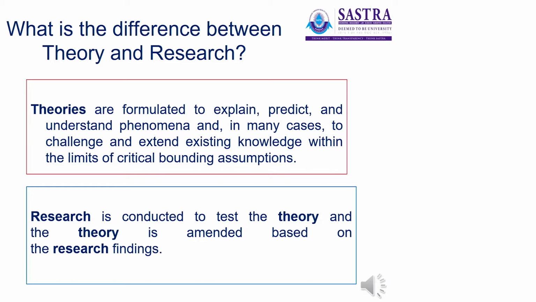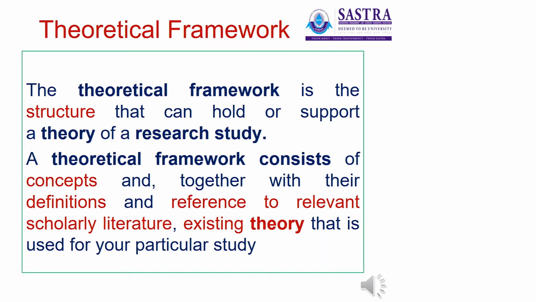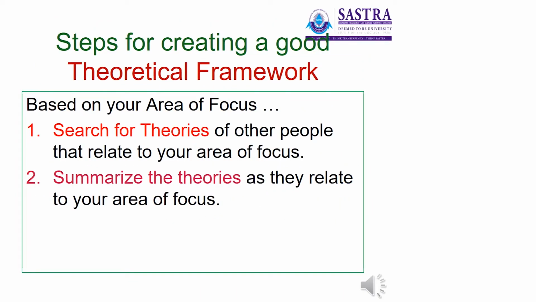Now let's also understand what a theory is and how it is going to contribute to your review of literature writing. A theory should be supported with research articles, research findings of earlier researchers, in order to build your theoretical framework, to support and substantiate your theoretical framework, whatever you claim, which gives focus to your area of study. Research is conducted basically to test the theory, and the theory is amended based on the research findings. That's the way we differentiate between a theory and a research.